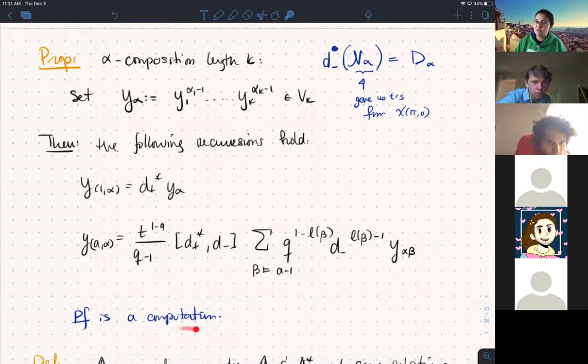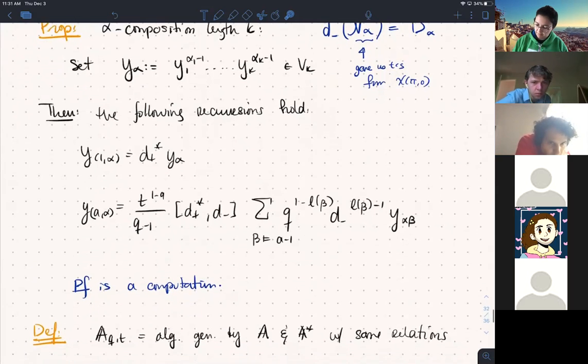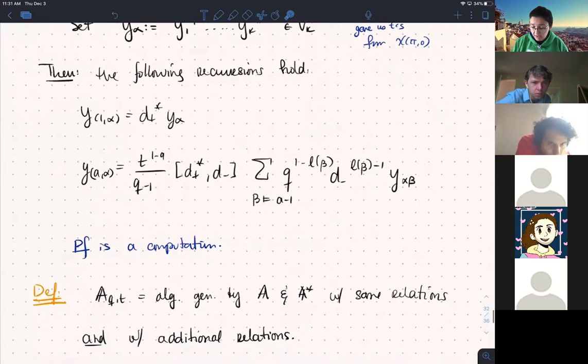So the proof is just a computation. Again, you just sit down and check it. It's actually very similar to the proof for N alpha, so I'm not going to go into the details of that. And now we're going to define this algebra AQT. This is kind of the big algebra of the paper.